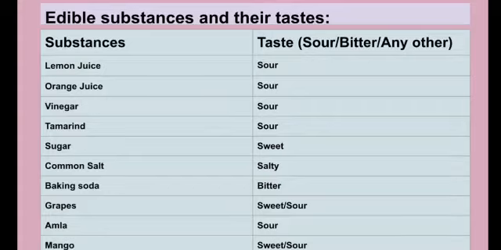Now we'll discuss more edible substances and their taste. Lemon is sour. Oranges, sour. Vinegar, sour in taste. Tamarind, sour. What about sugar? Sugar, of course, is sweet in taste. Common salt, salty. Baking soda, bitter. Grapes, sweet and sour. Amla, sour. And mango, sweet and sour. So these are some of the edible substances which are sour, bitter or sweet in taste.